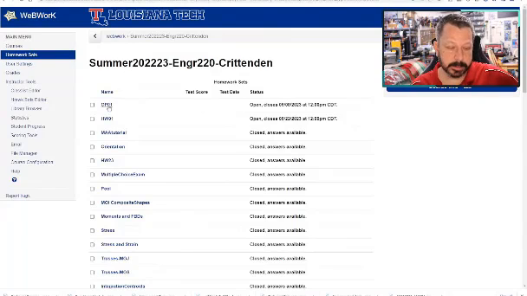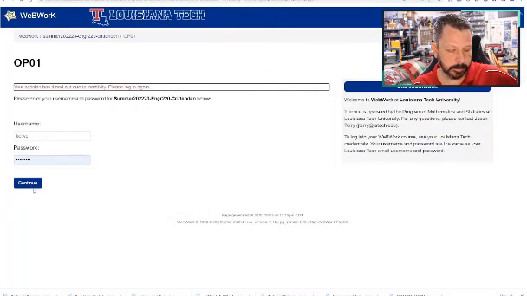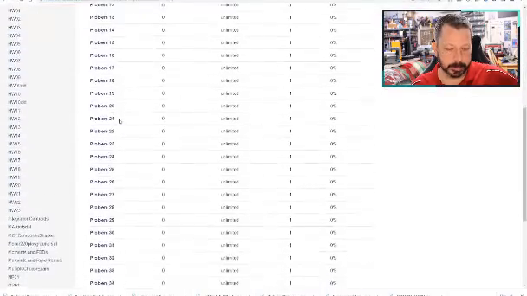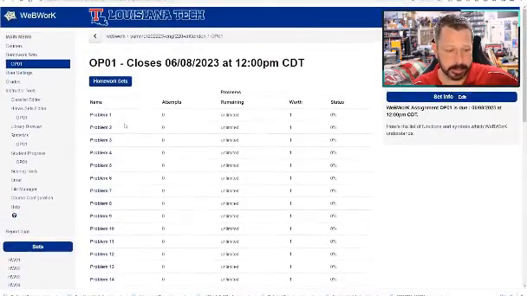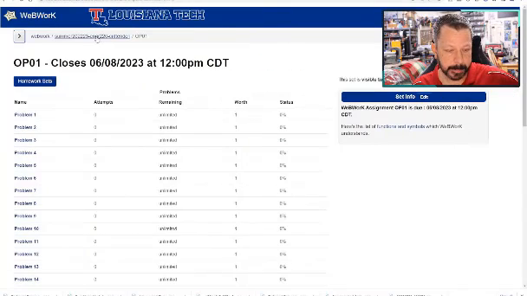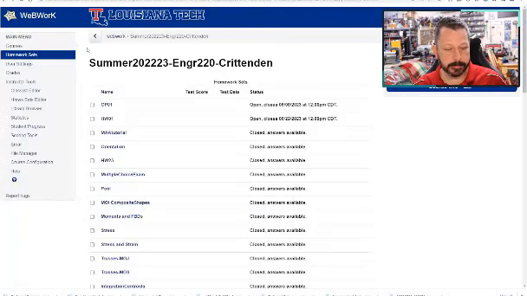So you can go into OP01, and you've got to log in. There's a whole bunch of them. There's 38 of these optional problems in OP01. And you can use those as practice problems. You don't have to do them at all. If you do complete them, then they are worth a total of 3 extra points on your final grade if you did every one of them.